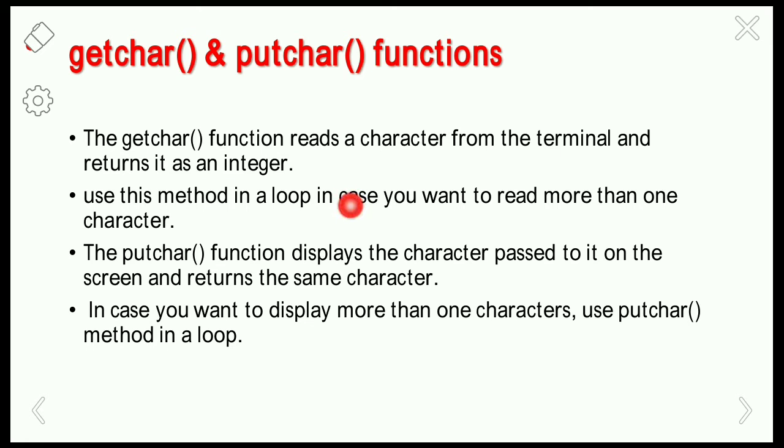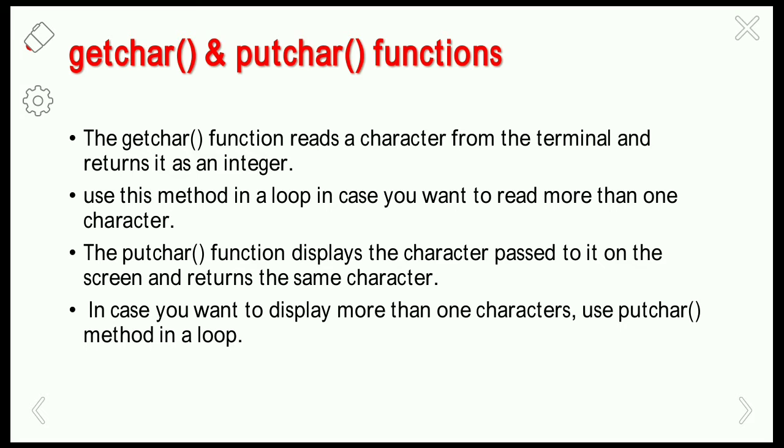The getchar function reads the character from the terminal and returns it as an integer. So use this method in a loop in case you want to read more than one character. Suppose you want to print a string onto the screen using getchar. Then you have to use any loop, that is while loop, for loop or do while loop, to print the string onto the screen using the getchar function.